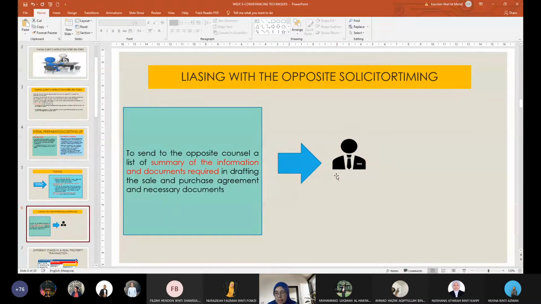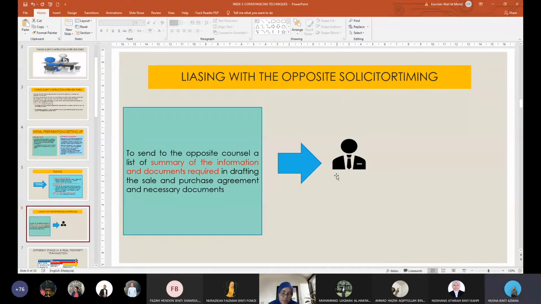So kalau senario dia sama ada purchaser ada own solicitor, vendor dia ada own solicitor. So maksud dua-dua pihak represented, ataupun dalam banyak keadaan juga biasanya vendor dia tak represented.